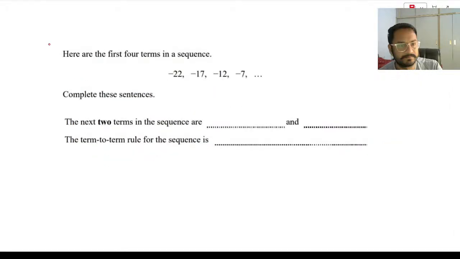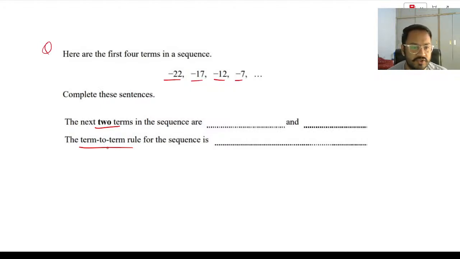Here are the 4 terms in the sequence: -22, -17, -12 and -7, right? We need to find the next 2 terms and the term to term rule. So what will be the answer? I want the answer from the student. Labdi, what will be the next 2 terms? Complete this sequence. Waiting for the students to reply.